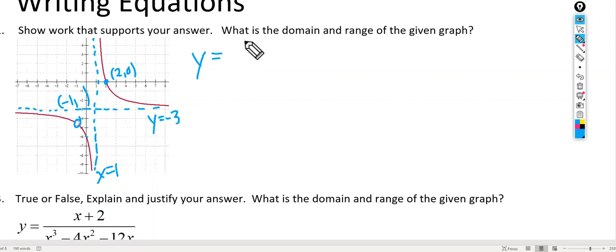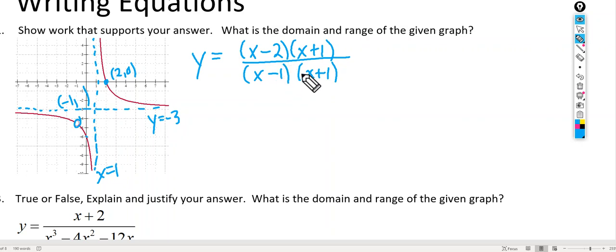All right, let's do it. Place our factors. X minus 2. That's for the x-intercept. X plus 1 for the hole. Okay, and x minus 1 for the vertical asymptote. So vertical asymptote, hole, and x-intercept. Okay, and I'm going to put my a value here because I don't know what the stretch is, but I can use any of these points to find it.